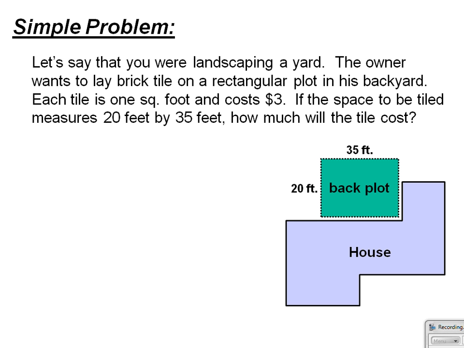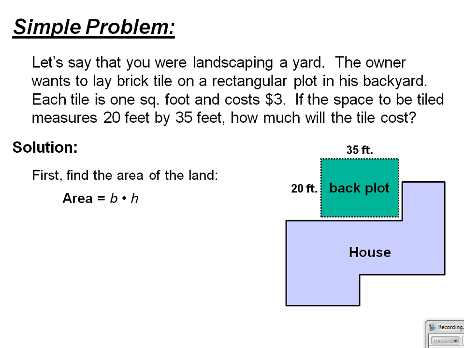Well, as you can see there by that diagram, the back plot is actually just a rectangle. So we know how to find the area of a rectangle. We just take length times width. So to find the area of that specific back plot, we'll take 20 feet times 35 feet. That'll get us 700 square feet.